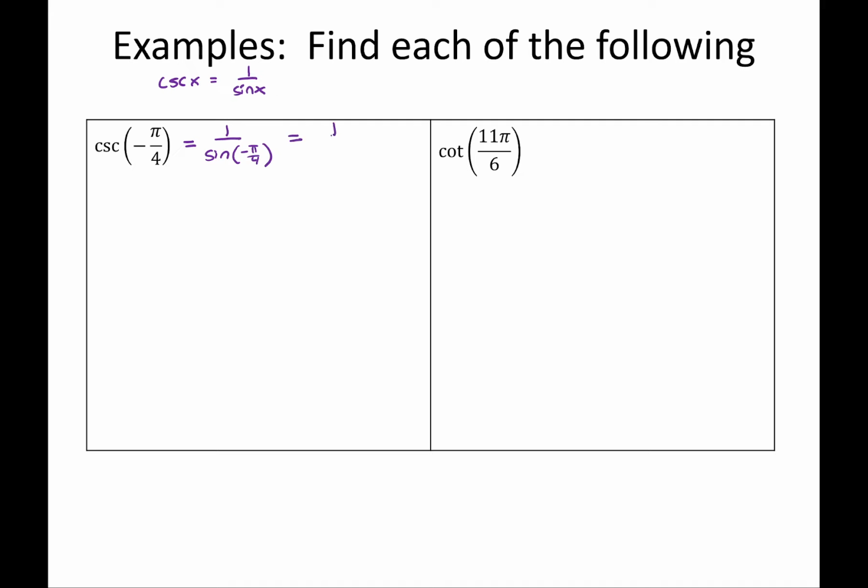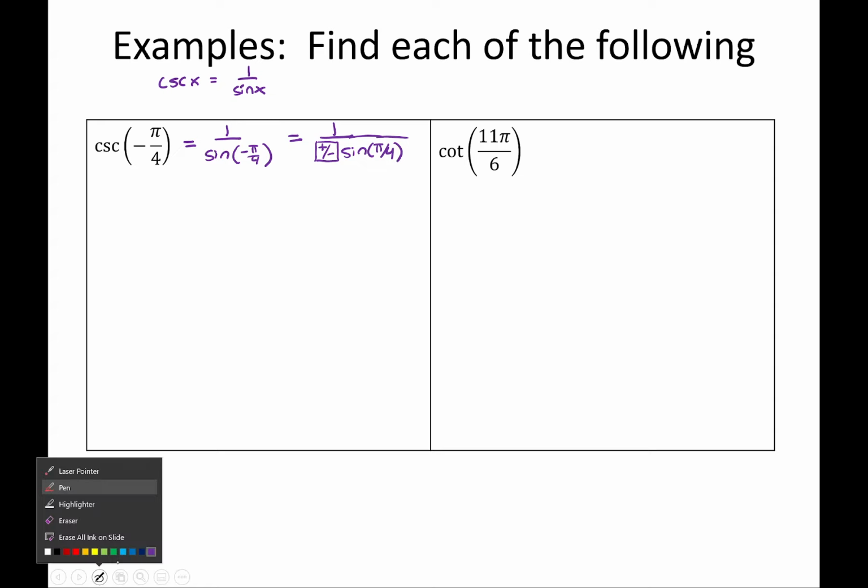Okay, this is going to be 1 over a plus or minus sine of positive pi over 4. And we're going to figure out whether to put a plus or a minus based on the quadrant that we're in.